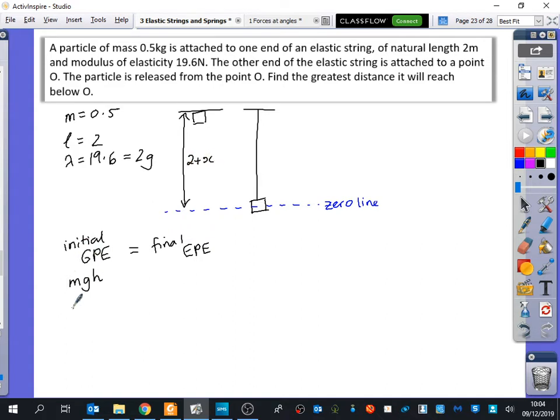So the initial gravitational potential energy, m is 0.5, so it's 0.5g times (2 plus x). This is where you've got to be really careful setting all these things out. Each little individual component gives you marks. That's the initial, the 2 plus x initial?